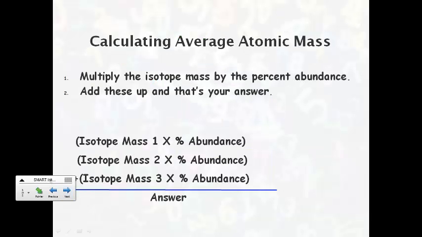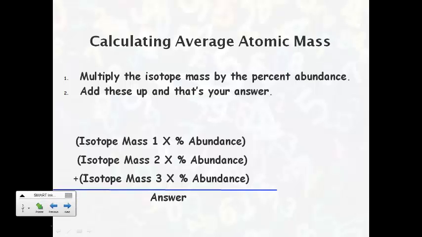All right, now how do we calculate average atomic mass? Well, what you want to do is multiply the mass of each isotope by the percent abundance. Now, the percent abundance needs to be in decimal form. Then you're going to line all those up, and then you're going to add them, and that'll be your answer. So you take the mass of the first isotope times the percent abundance, mass of the second isotope times the percent abundance, and if you have a third isotope, the third times the percent abundance, add them all up, and that gives you your answer.